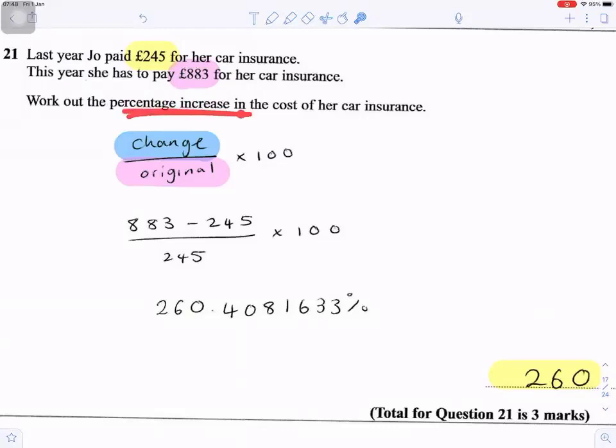So to find the increase, we will use this formula: the change divided by original times 100. So the change or the difference is 883 minus 245, divided by the original, which was 245, times 100. And that will give us 260.40. So 260% increase in her car insurance.